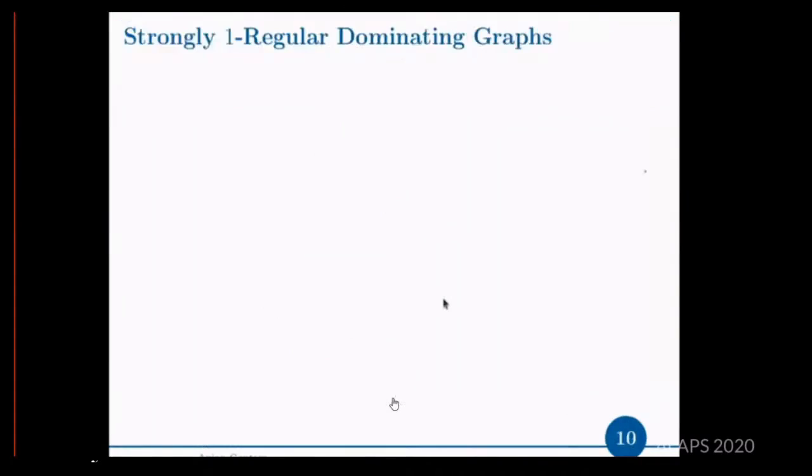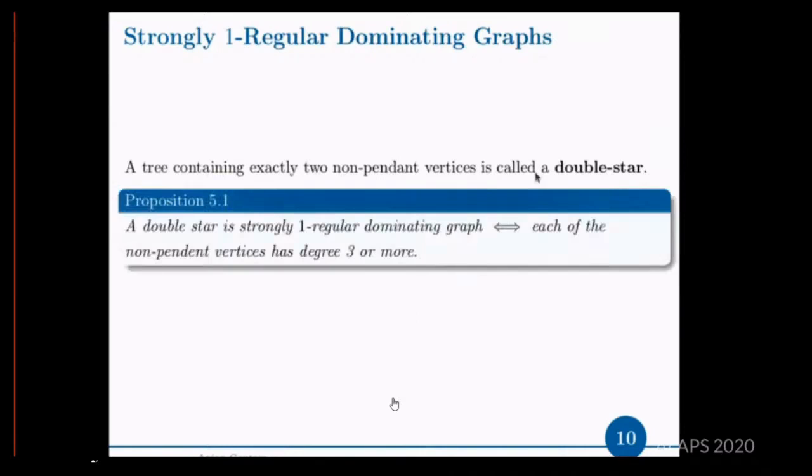Moving further, we will see examples of strongly one regular dominating graphs. Before that, a tree containing exactly 2 non-pendant vertices is called a double star. A double star is a strongly one regular dominating graph if and only if each of the non-pendant vertices has degree 3 or more. We will see the example for this also. Families of double stars are strongly one regular dominating graphs.